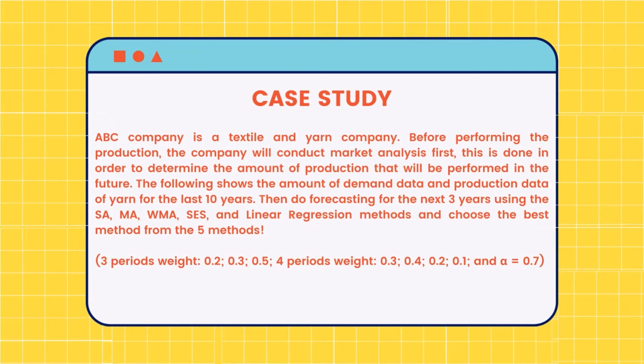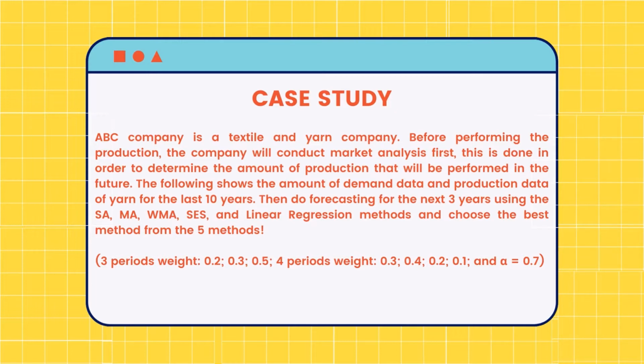ABC Company is a textile and yarn company. Before performing this production, the company will conduct market analysis first. This is done in order to determine the amount of production that will be performed in the future. To find out the method used, you can look at the pattern of the company's historical data.